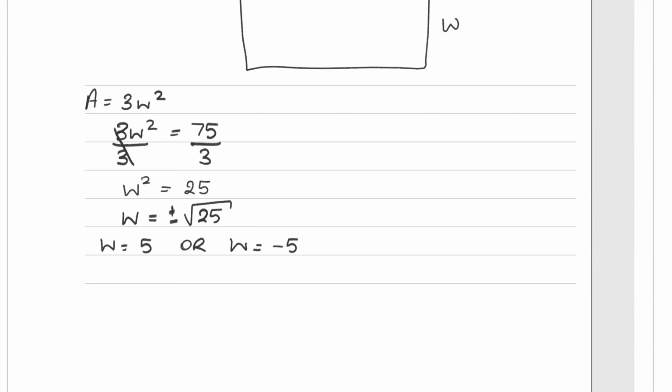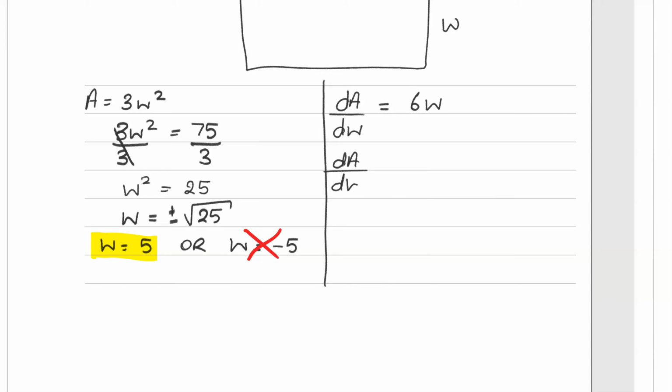Now, because we're dealing with width or measurements, we can't really have a negative answer. So I stick with the positive answer, because we want positive measurements. Now I'm going to find out what the rate of change is. I'll draw a line between here. I'll differentiate, so I've got dA over dW, which is equal to 6W. I'll find the rate of change, so I'll substitute in 5. So dA over dW is equal to 6 times 5. Therefore, dA over dW is equal to 30, and I can put units with this.